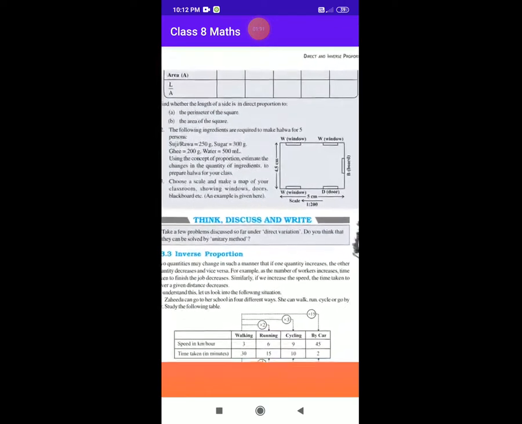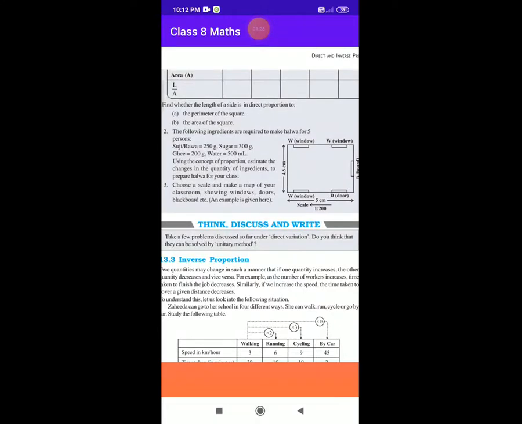Question number 2. The following ingredients are required to make the halwa for 5 persons. Suji or rava 250 grams, sugar 300 grams, ghee 200 grams and water 500 ml. Using the concept of proportion, estimate the change in the quantity of the ingredients to prepare halwa for your class. And third one, choose the scale and make a map of your classroom showing windows, doors, blackboard, etc.